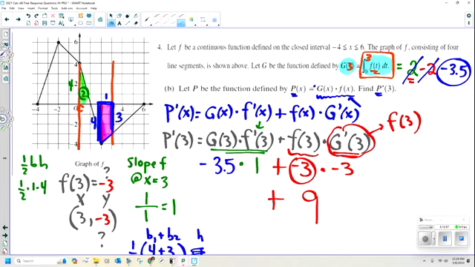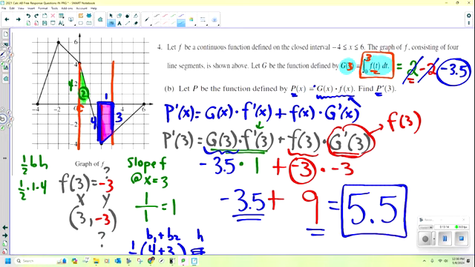That was a little bit to do. It wasn't difficult. 1 times -3.5 is -3.5. Now, if I have -3.5 and I add 9, I should get a positive 5.5. That's the answer to 4B. Not difficult. We just had to do 3 small shapes.